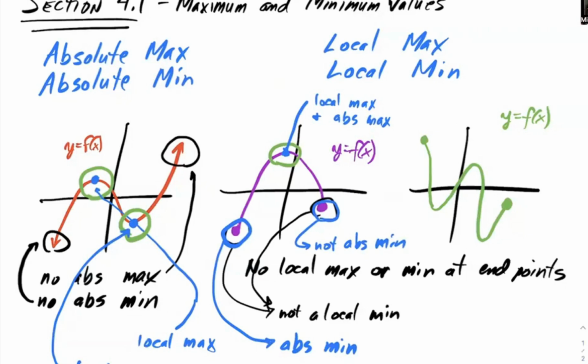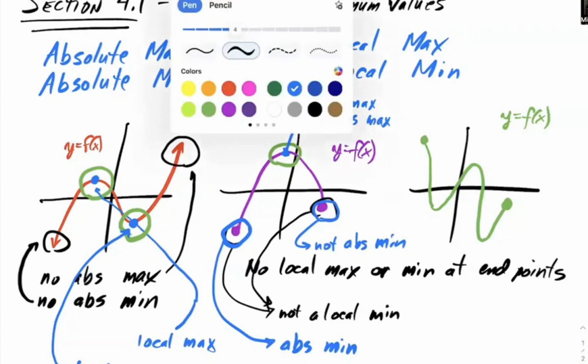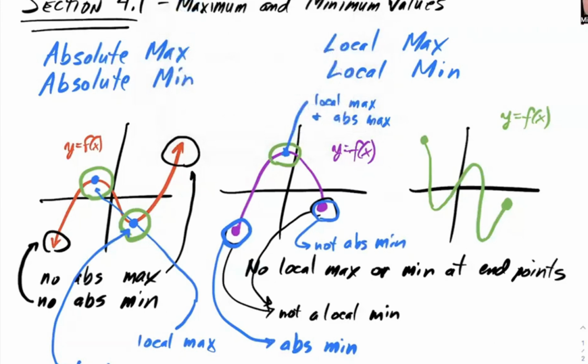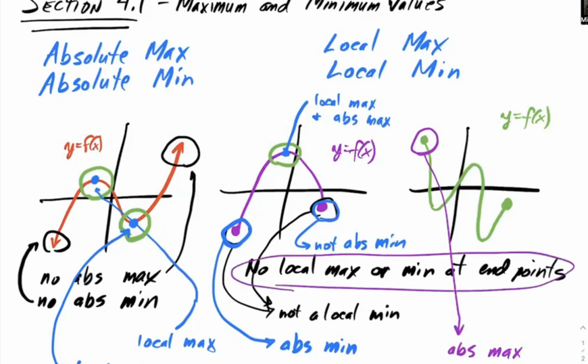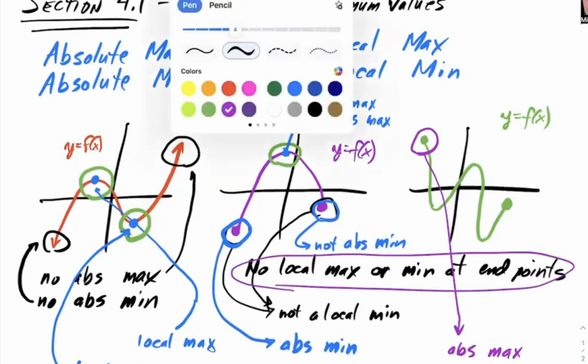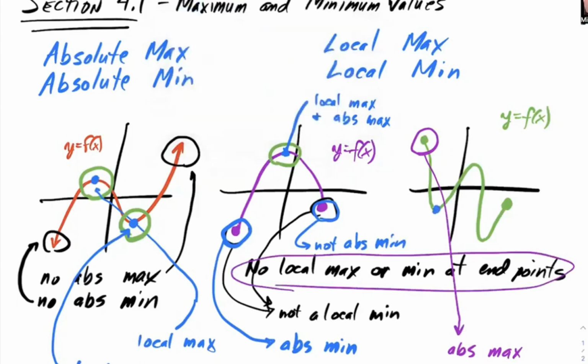All right, let's go to the last example, the green one over here. All right, so what do we know about this point here? Well, it's going to be an absolute max. Is it a local max? No, because of the fact that there's no local max at endpoints. All right. What else do we see? Well, we have this point here. All right. That's going to be a local min. Is it an absolute min?